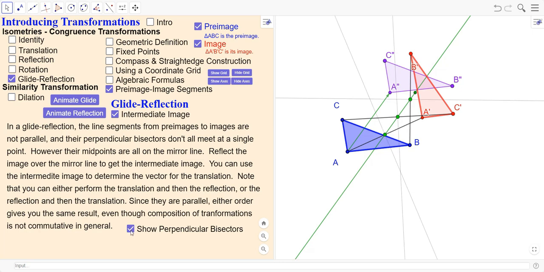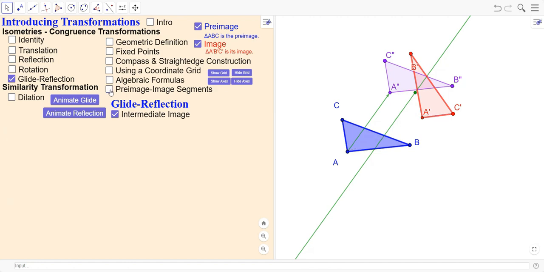Notice that the perpendicular bisectors don't necessarily intersect like they do in a rotation, so we can't get this as a single rotation. Notice you got one, two, three different intersections instead of one single one, which would be your center if it was a rotation. It's not a rotation here. So this glide reflection is a new fifth type of figure.